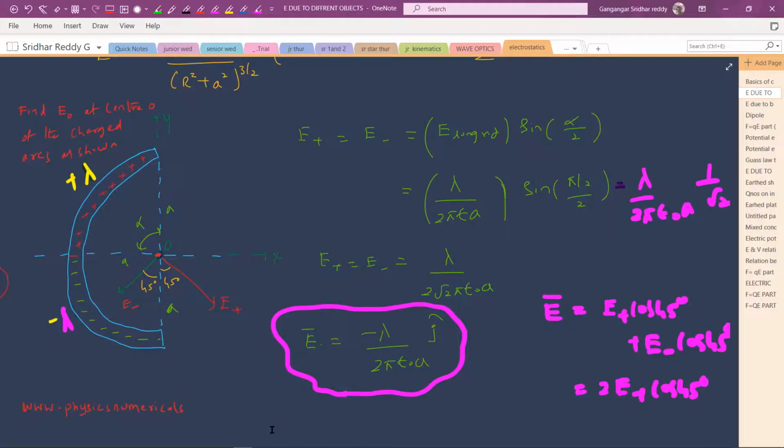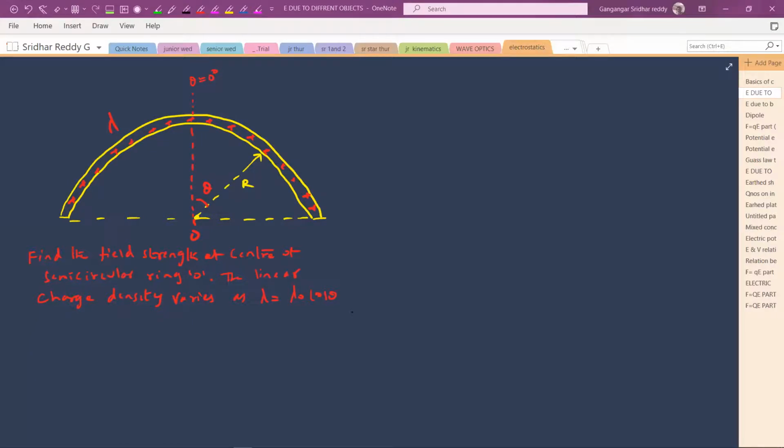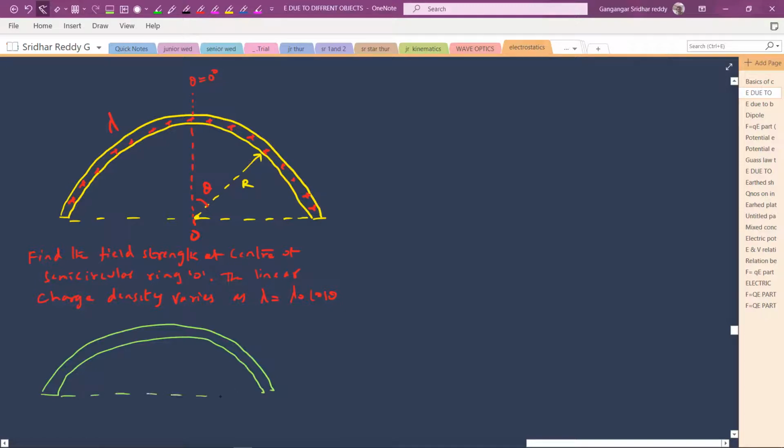We'll go for one more similar to this. Now you have to find out the field strength at the center of the semicircular ring, where the charge distribution on the semicircular ring varies as lambda equal to lambda naught cos theta. Theta equal to 0 degree line is this, we have defined it. So we have to calculate the field strength. Again, the method we do is, let me assume the same ring.